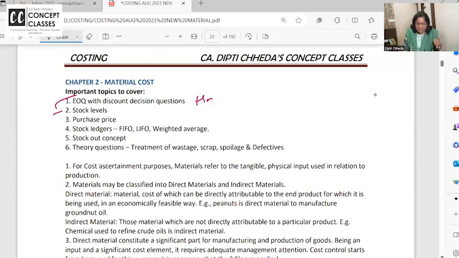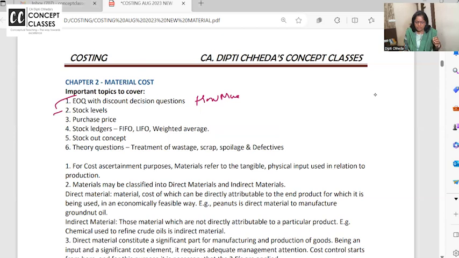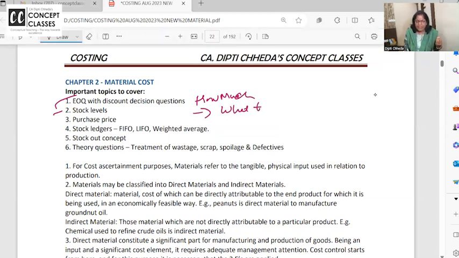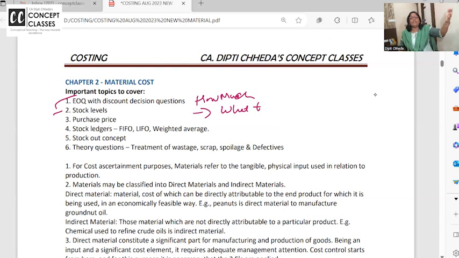EOQ is the answer of how much to buy. Stock level is like your hunger, when to buy. When you reach the reorder level, place the order. When you are in maximum level, stop. When you are in minimum level, buy emergency. So these are stock level problems.